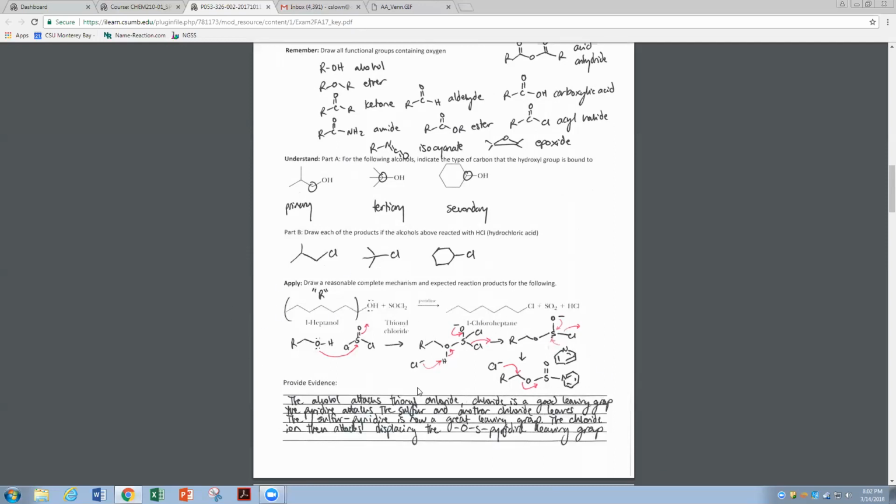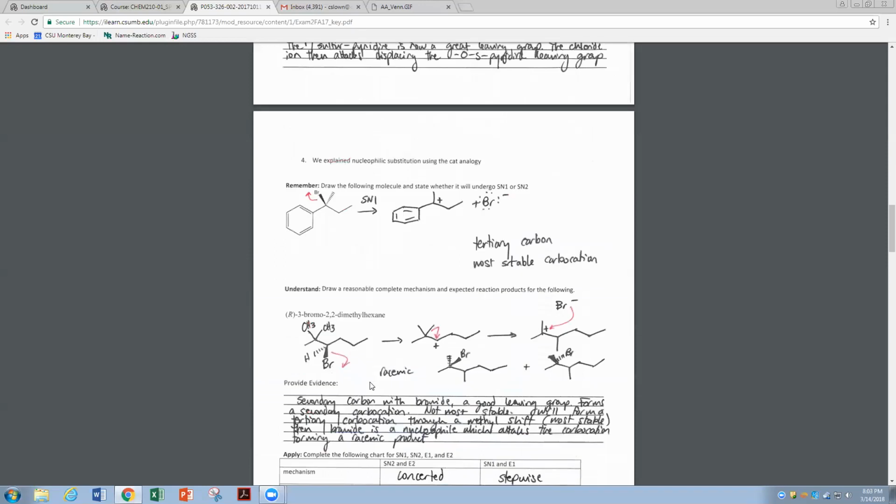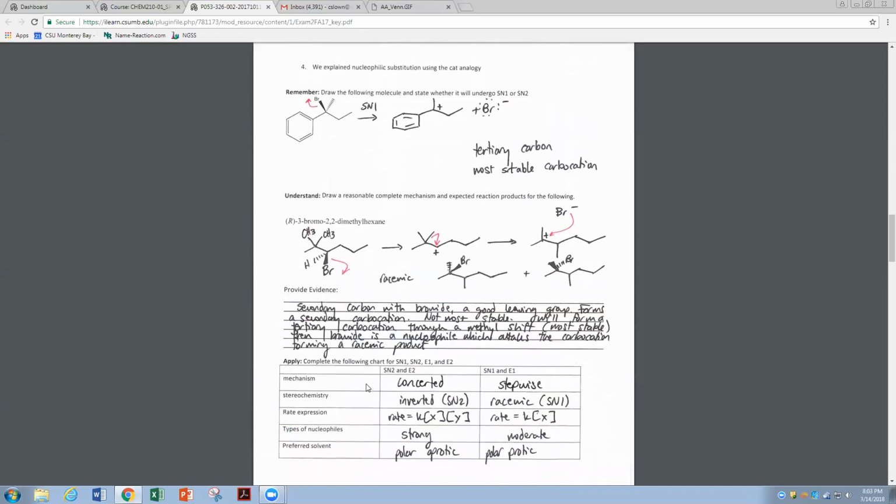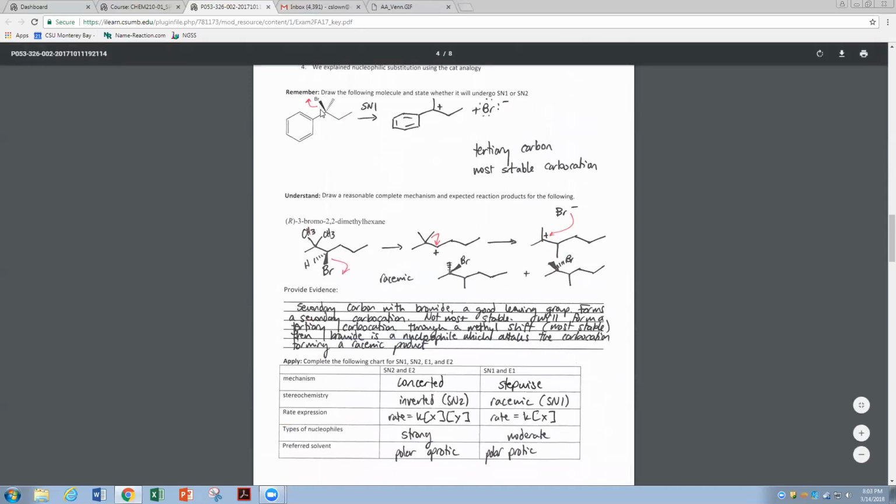And remember, we talked in class about how I might give you a mechanism and ask you to explain it. This is a good example of one that I would give you and ask you to explain. For question number 4, you're going to draw the following molecule and state whether it's going to undergo SN1 or SN2. I noticed my bromine is attached to a tertiary carbon, so that means it has to be SN1, and so it's my most stable carbocation.